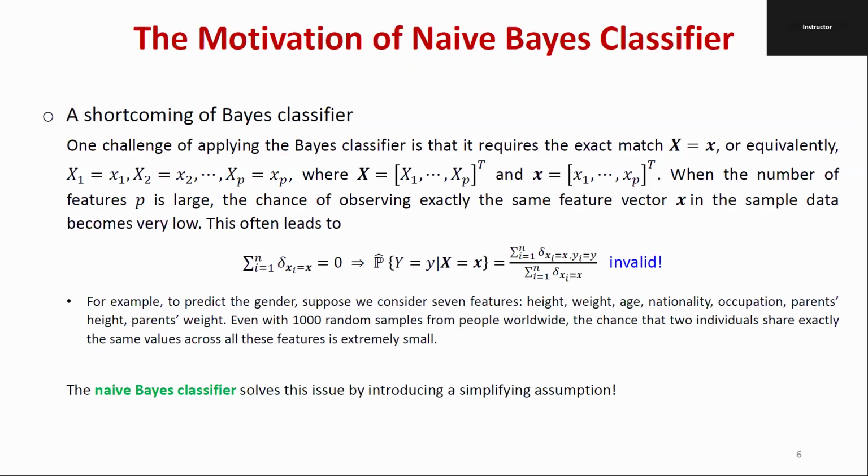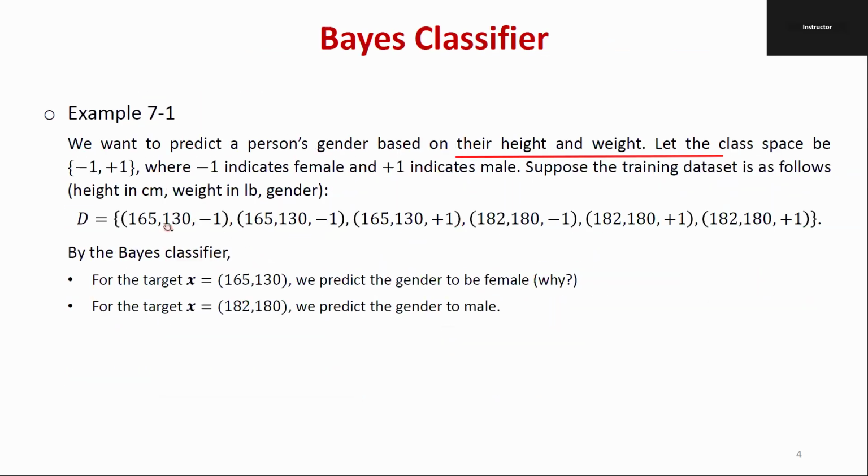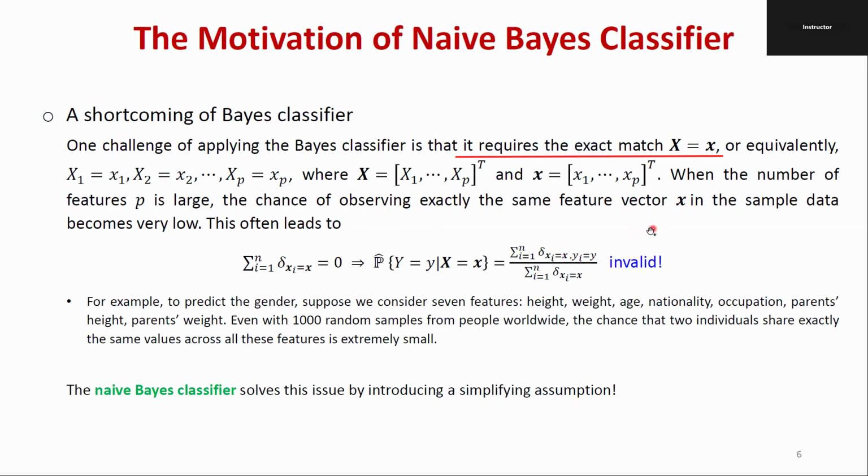Because one big challenge of the previous demonstration of the whole mathematical thing is that it requires the exact match of x equal to x, meaning that suppose I have p features. It must be x1 equal to small x1, x2 equal to small x2, xp equal to small xp. So everything must exactly match. You may say, what's up? It's easy, right? For example, everything exactly matching means the height must be exactly 165, the weight must be exactly 130. It's so simple, right? No, in the real world, it's not that simple.